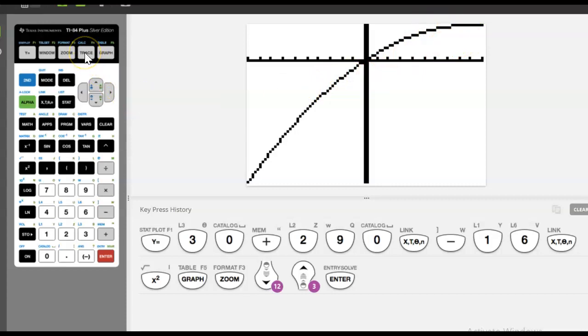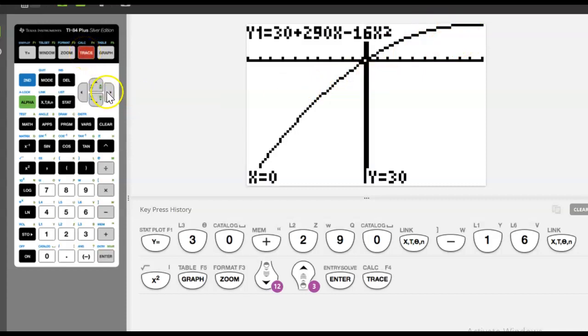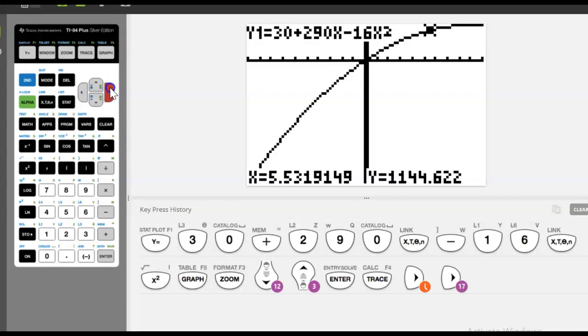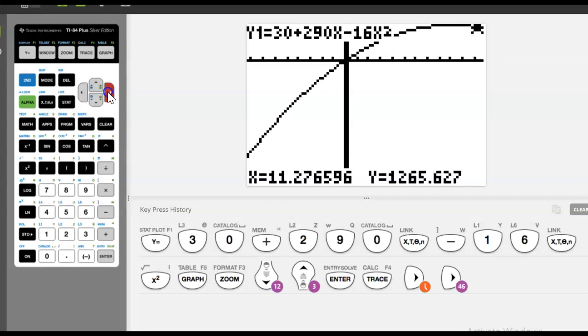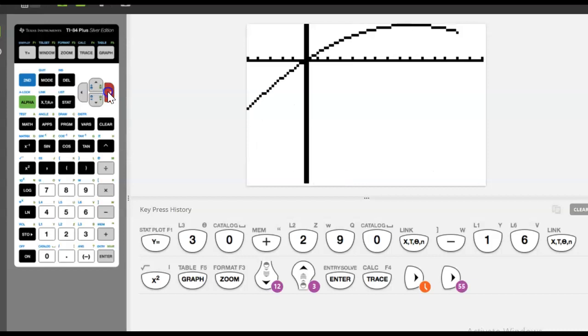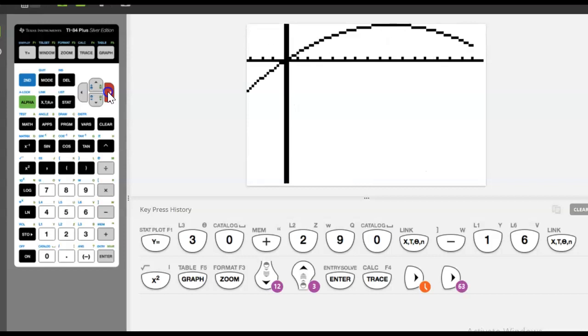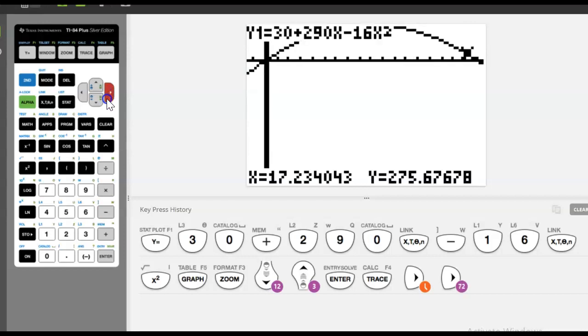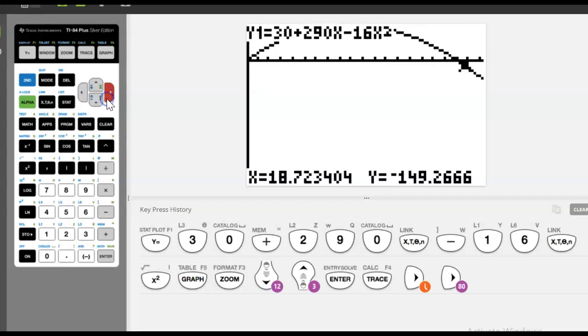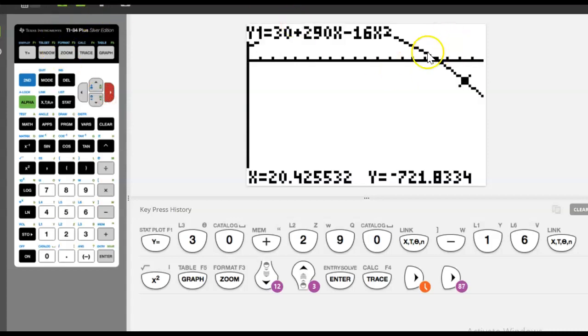So I'm going to do trace and use the left arrow key to move my screen over so that I can see. Or another approach you could take would be to change the window. But I'm not going to take that approach for this video. I want to show you the least number of keystrokes, I guess, or the simplest way. So we keep going, keep going, keep going, keep going. And now we can see where the other 0 is. It's somewhere right in here.